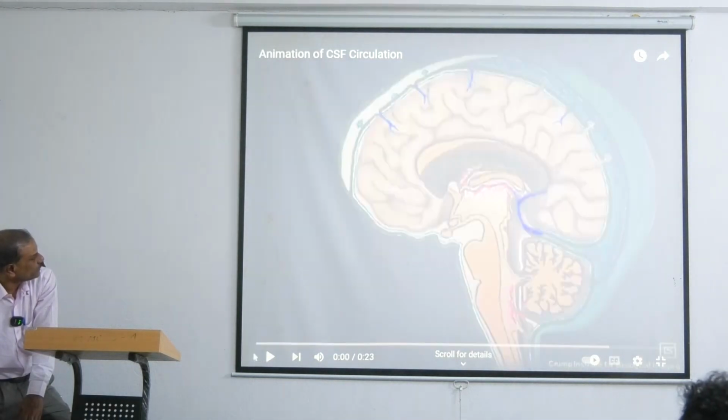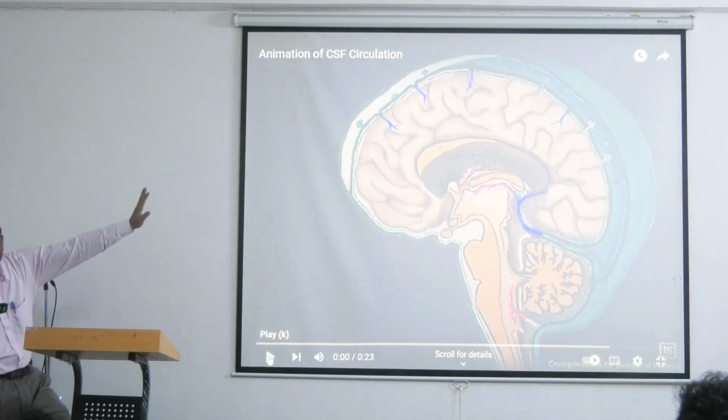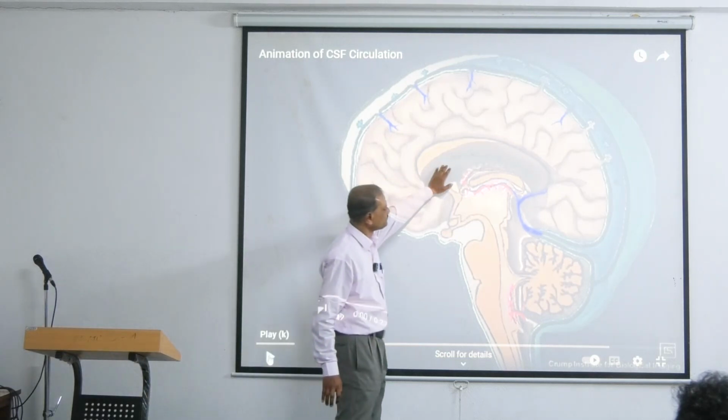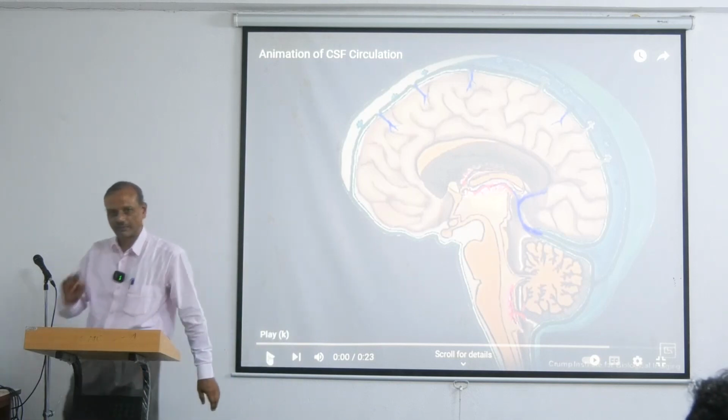It's a small video, but I will repeat it. So this is the structure, the brain structure. See the CSF. This is the lateral ventricle. You will see how it is moving, what I have told you.